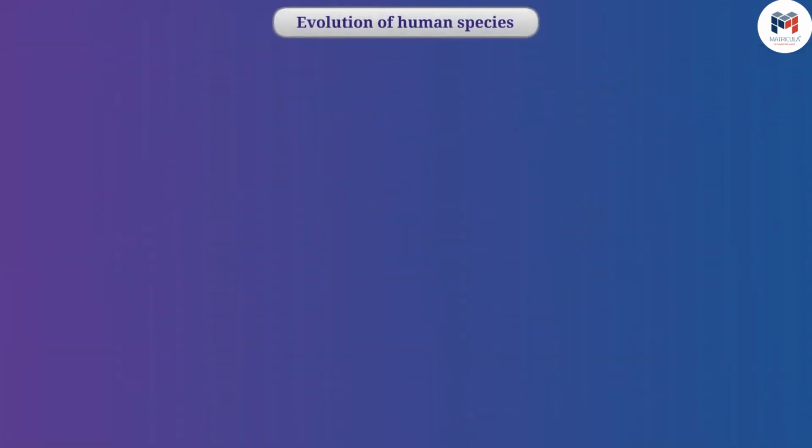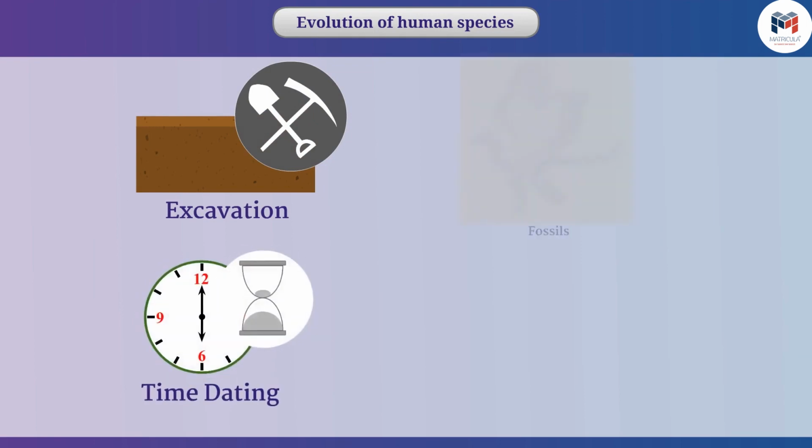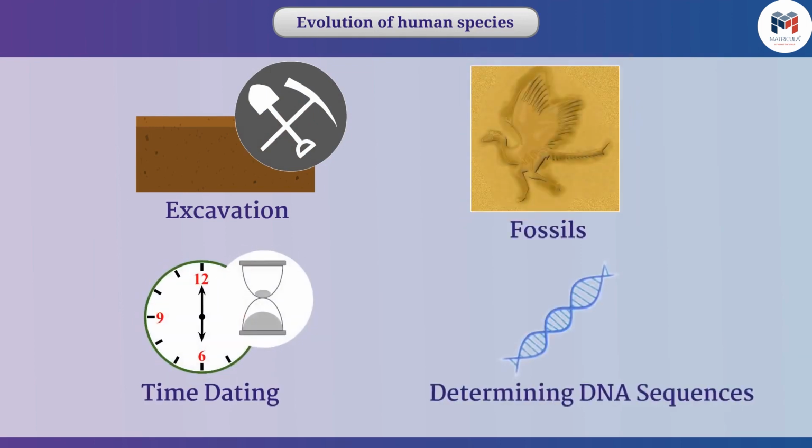Let us now understand the evolution of the human species. To understand human evolution, we took the help of excavation, time dating, fossils, and DNA, and determining DNA sequences using these tools.